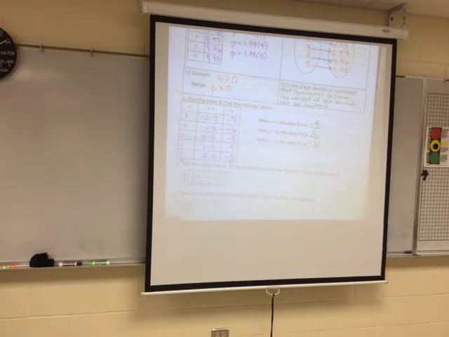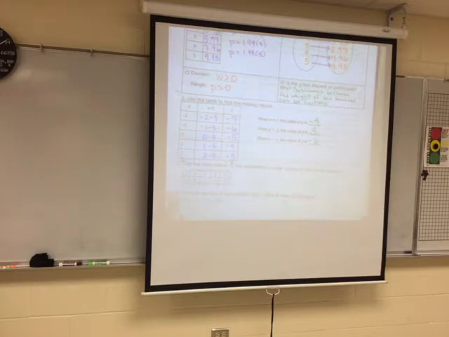All right. Are there any questions on finding function values from a table? You feel pretty comfortable with that? All right.